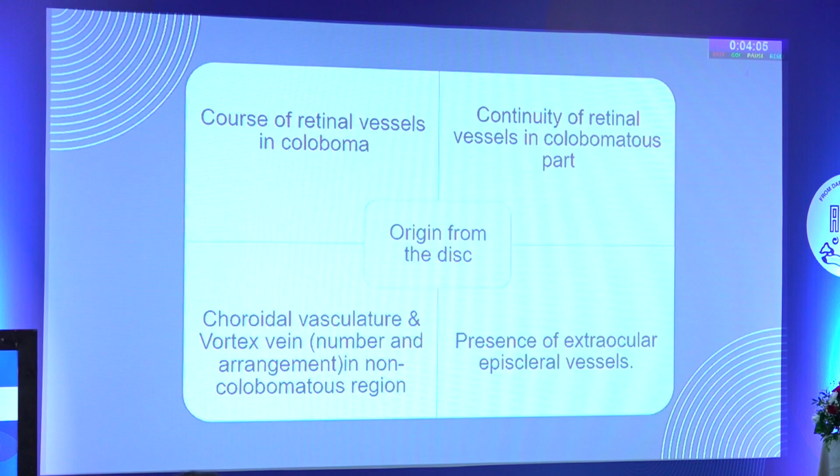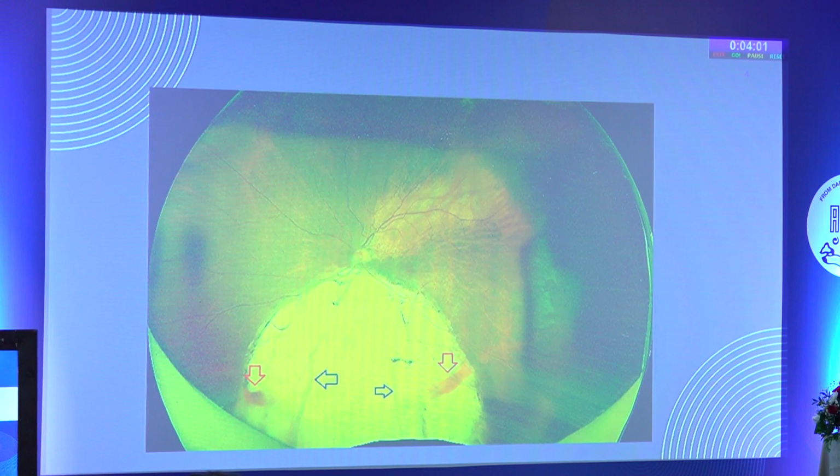So what we looked for is the origin of the retinal blood vessels from the disc, their course into the coloboma, whether retinal artery and vein were present inside the coloboma, and in the extra colobomatous area, whether they had dilated tortuous choroidal vessels and vortex veins. Also this interesting finding of these dark vessels, which was initially thought to be choroidal vessels, but choroidal vasculature is not present in the coloboma, and these are episcleral vessels which are seen. This was shown by the Lingam-Gopal paper also.